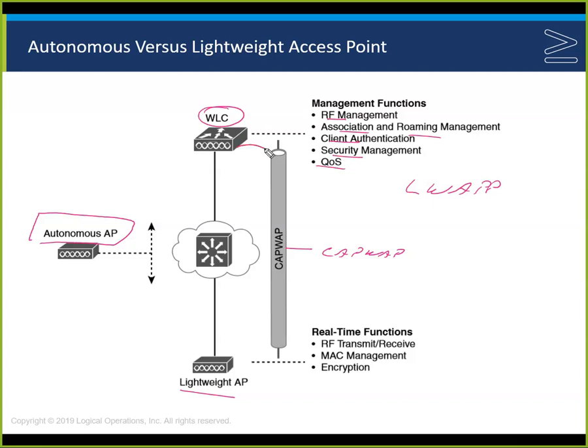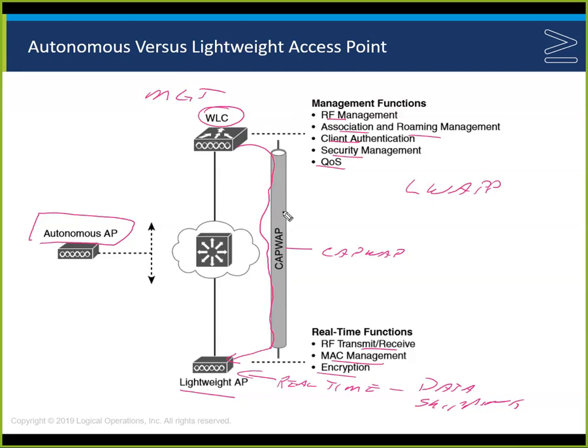That's then going to get sent to the lightweight access point through the CapWAP tunnel, where it's going to handle the real-time functions, the transmit and receive, MAC management, encryption, all going to take place here. So real-time functions are going to be on the device itself, and let's just call it data shipping. And up here, the management is going to take place on the wireless LAN controller. A lot more efficient way to do this.